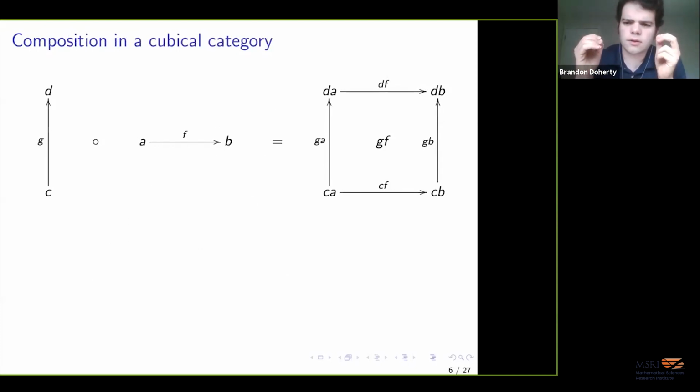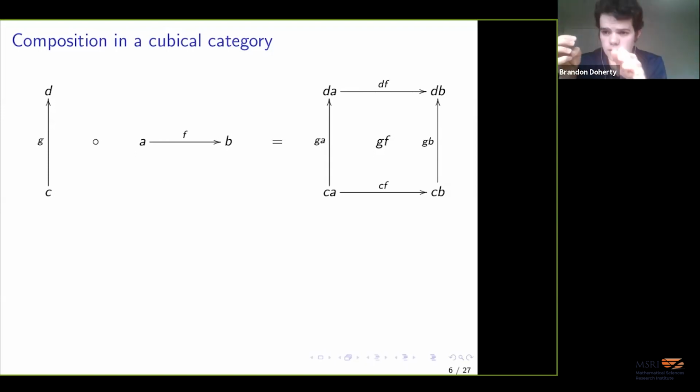So here's an example that illustrates how composition works. If we have two edges, say an edge G and another edge F, as I've illustrated here, their composite will be a 2 cube. And based on the way that the faces interact with the composition operation, we can work out what the vertices of this cube will be.